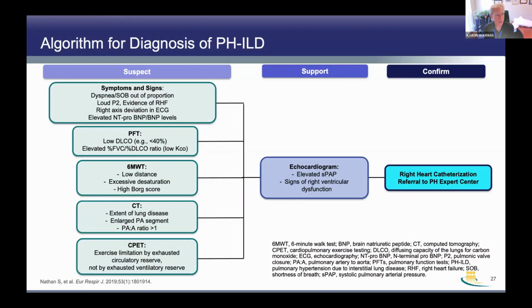We've already talked about a lot of the symptoms and signs and the pulmonary function test. And this patient clearly hits a number of these features. And now we have the CT scan that raises more concern. And then the next step would be an echocardiogram and then right heart catheterization.